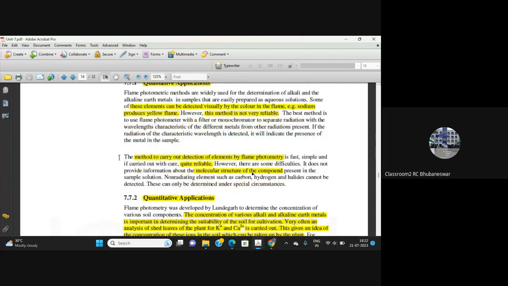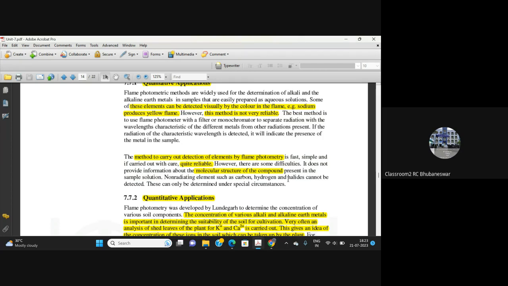But this method to carry out detection of elements by flame photometry is fast, simple, and if carried out with care, quite reliable. However, there are some difficulties. It doesn't provide any information about the molecular structure of the compound present in the sample solution. It doesn't provide the molecular structure of the compound the way IR, NMR, or mass spectrometry can, where you can predict the structure of the compound.